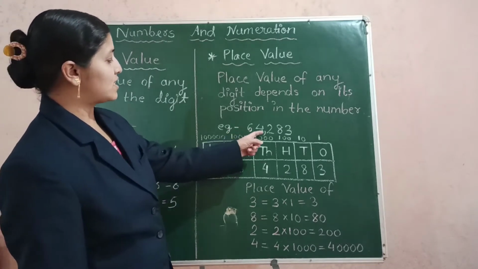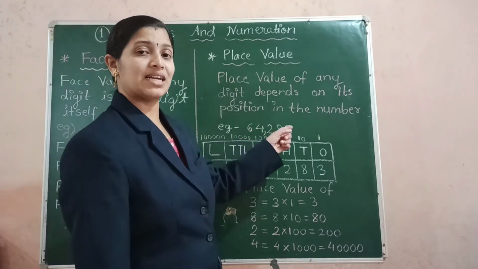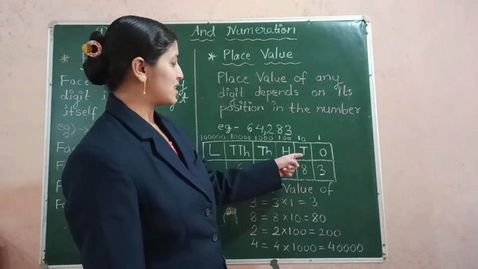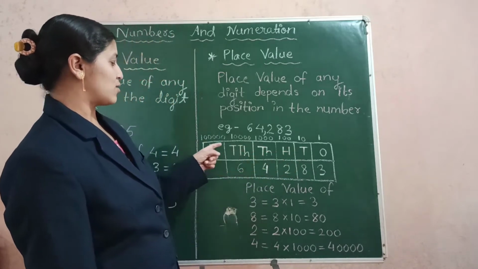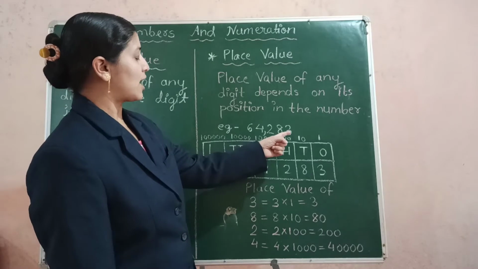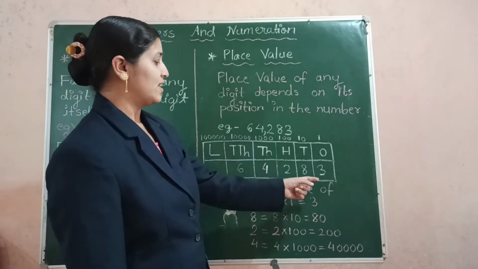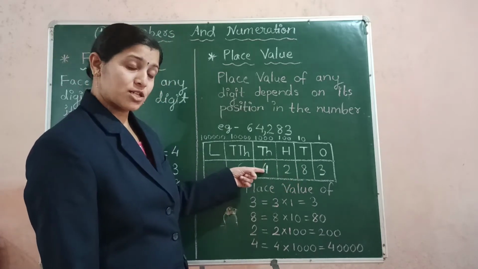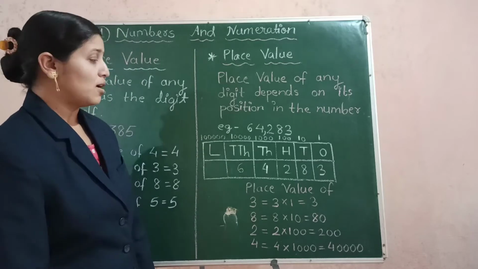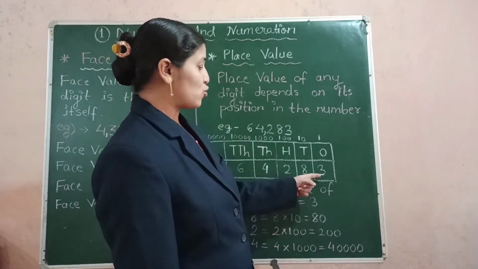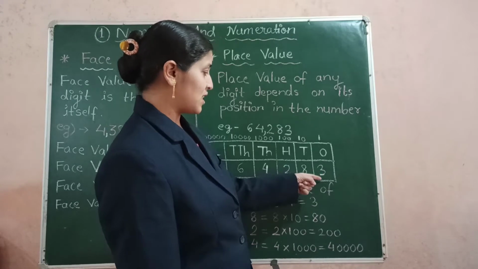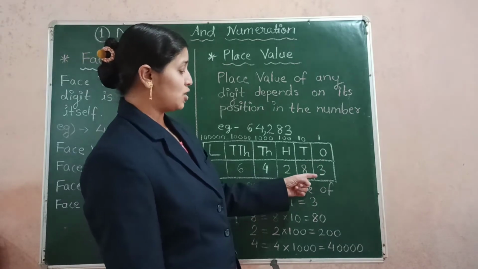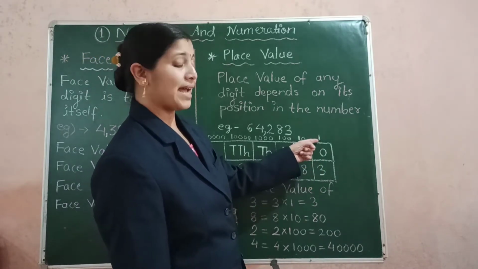Now I have written this number, that is 64,283, in the Indian place value chart. You can see here ones, tens, hundreds, thousands, 10,000s and lakhs. So I have started writing the number from the right side: 3 in ones place, 8 in tens place, 2 in hundreds place, 4 in thousands place and 6 in 10,000s place. Now if we are asked to find out the place value of this 3 which is in ones place, how will we find it? The digit which is in the ones place will be multiplied by 1.